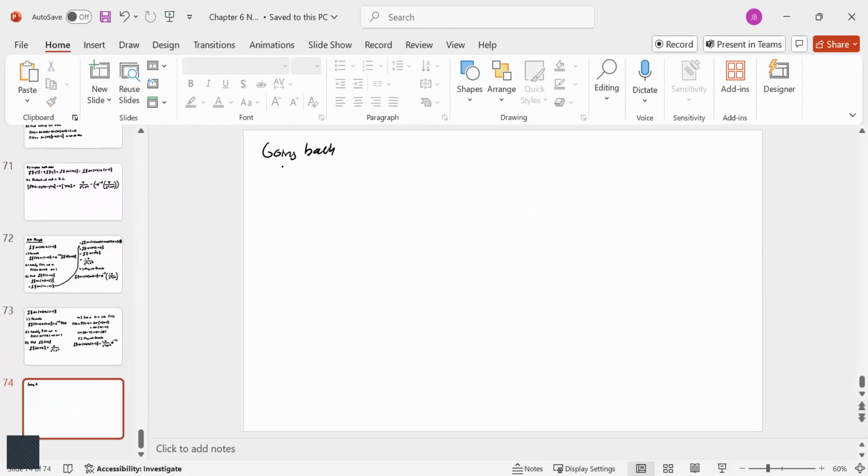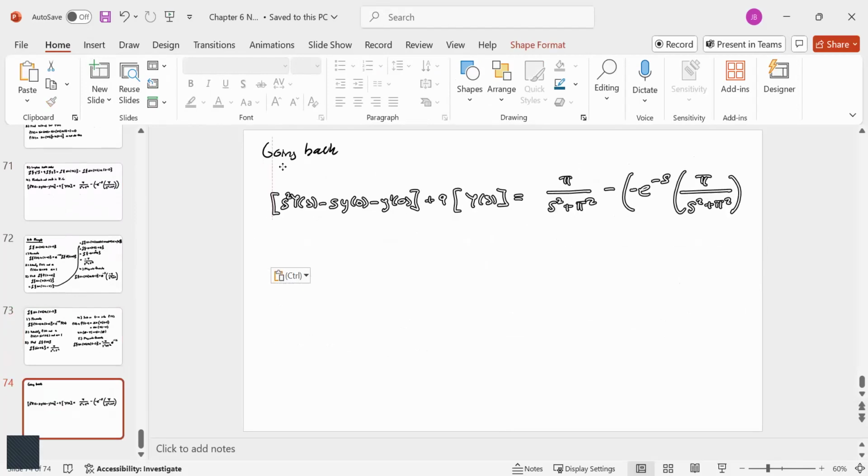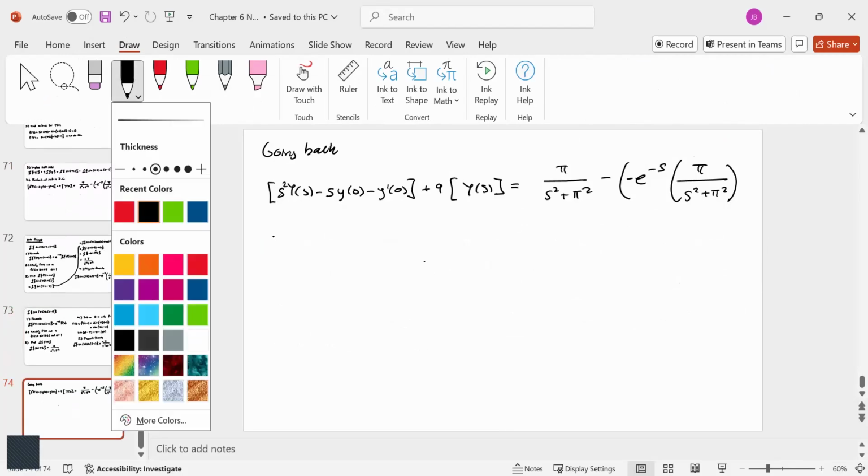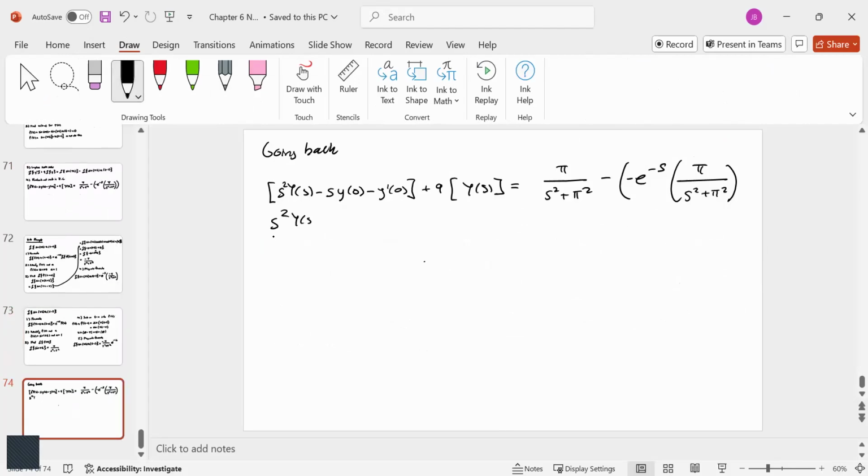Going back. So s squared y of s minus s times 0 minus y prime of 0, which is 0, plus 9y of s is equal to pi over s squared plus pi squared plus e to the negative s times pi over s squared plus pi squared.